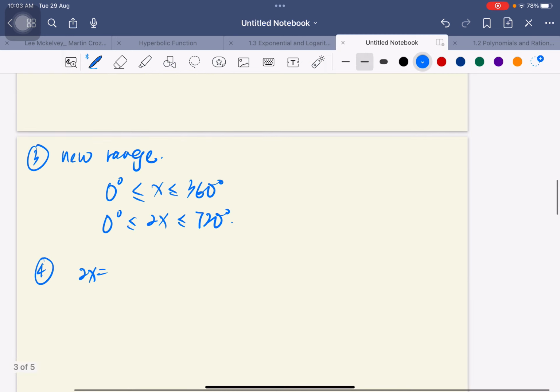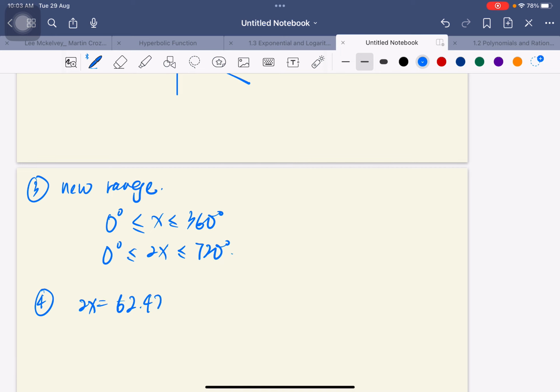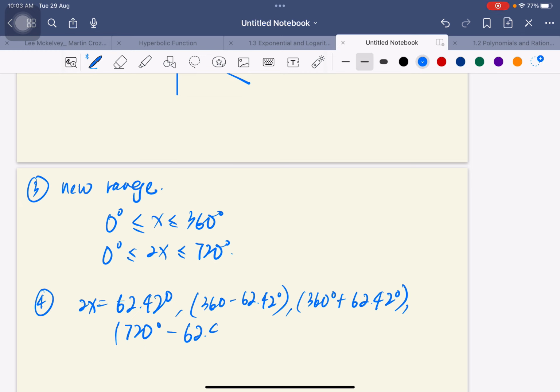So 2x equals, the first one is 62.42. The second one is 360 minus 62.42. Another one is 360 plus 62.42. And we also have 720 minus 62.42.